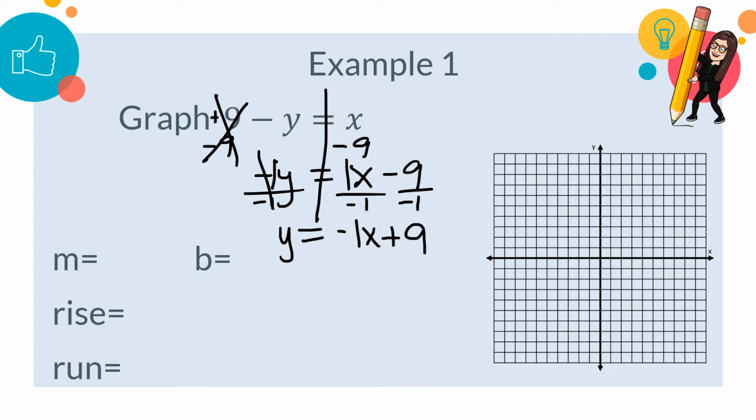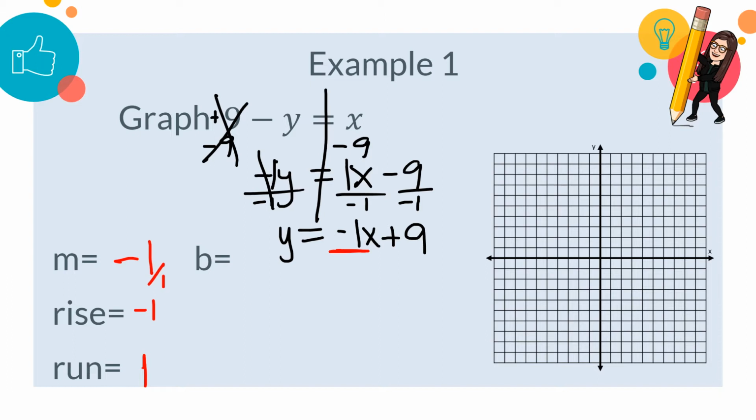Now let's break up the pieces. M is the number in front of x. Let's break the slope into rise and run. The rise is negative 1. The run is 1. And you might be thinking, where'd that come from? Well, any number can be written as a fraction over 1. Or remember my little rhyme, if there is no run, it's 1.